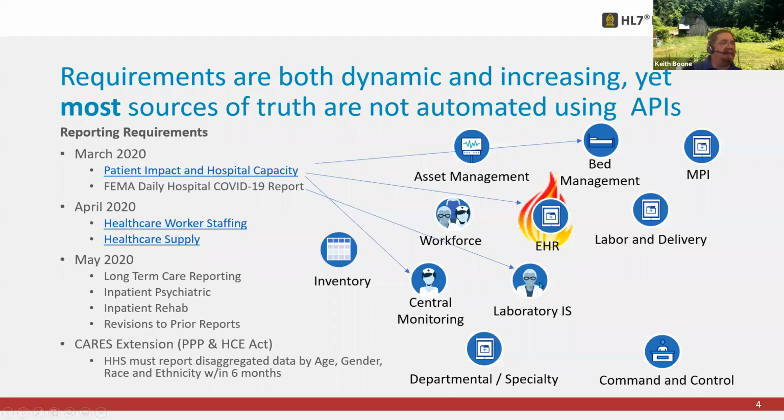The lab knows when the tests are ordered as they're coming in. The lab's got the results before they get to the EHR. So all of these systems that don't have APIs enabled for them, but are close to the data, aren't enabled to be able to communicate this information, even within the hospital, to hospital-based command and control centers.